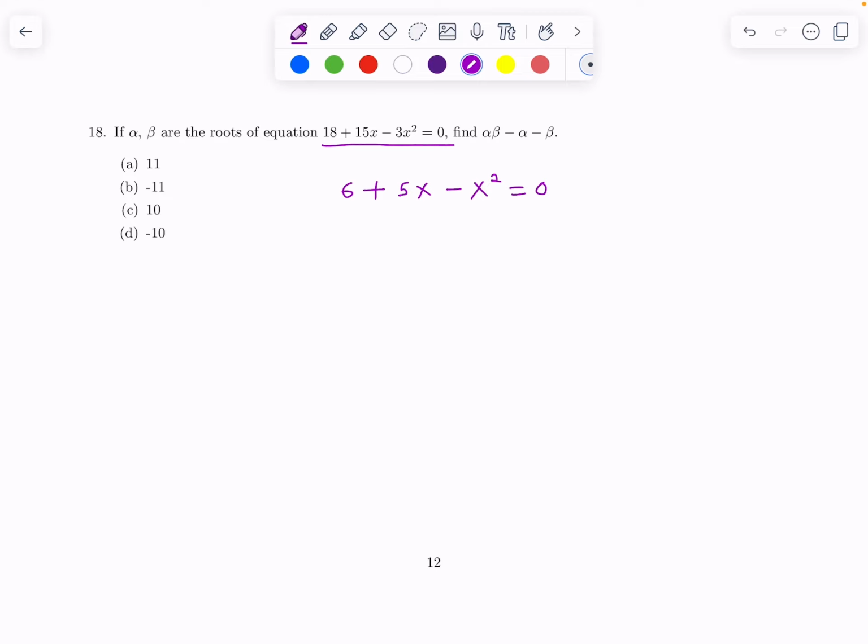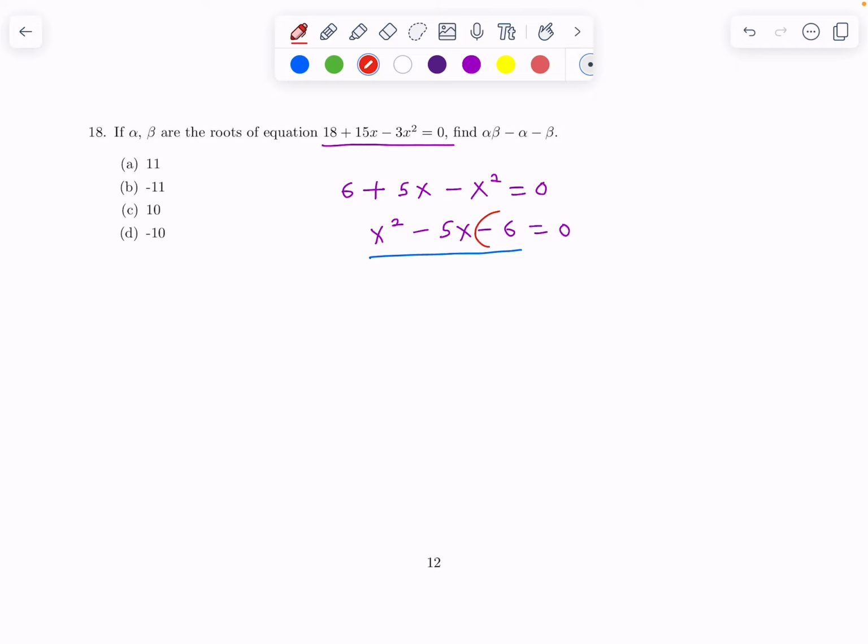To make things in a familiar form, I can move everything to the right hand side. So I have x squared minus 5x minus 6 is equal to 0. Now you want to factor this quadratic expression here. You want to look at what are the two numbers that when I multiply them, they give me negative 6.